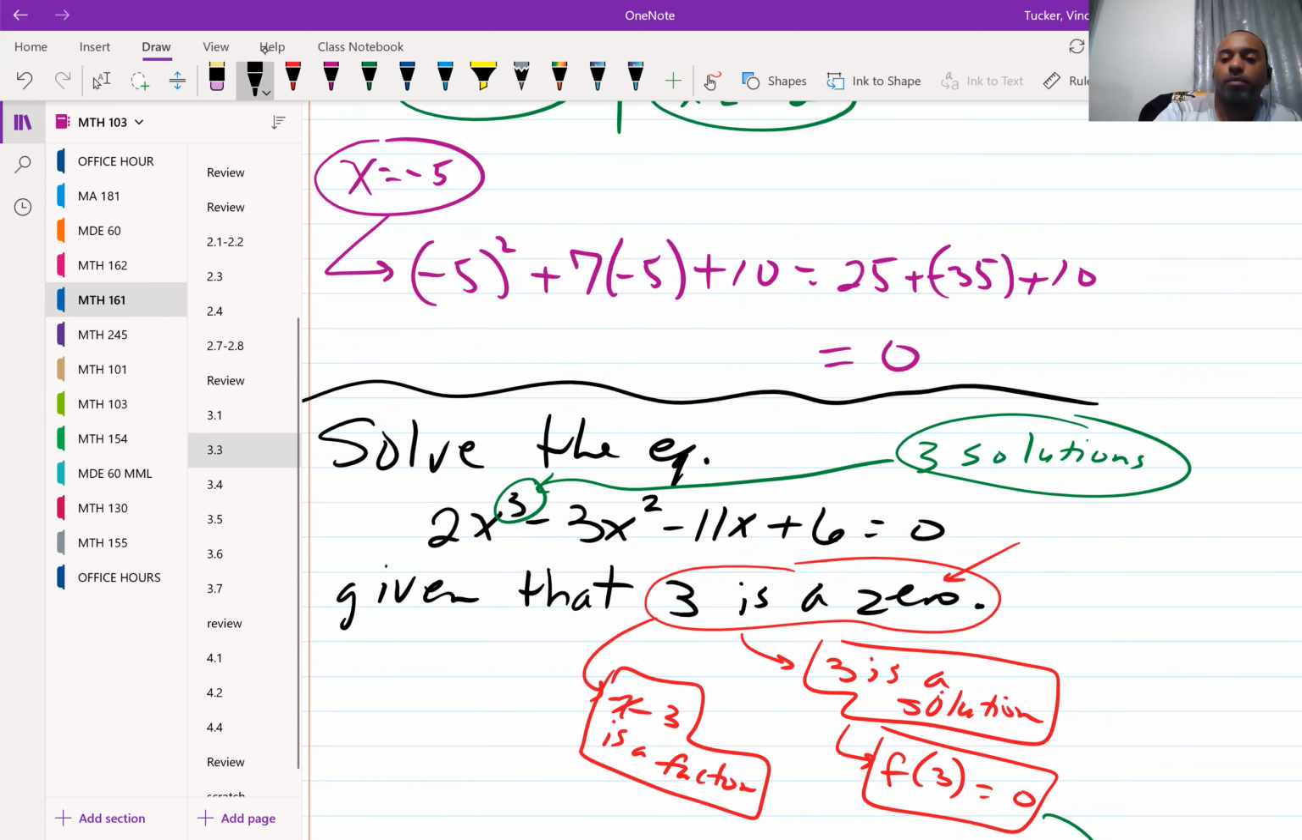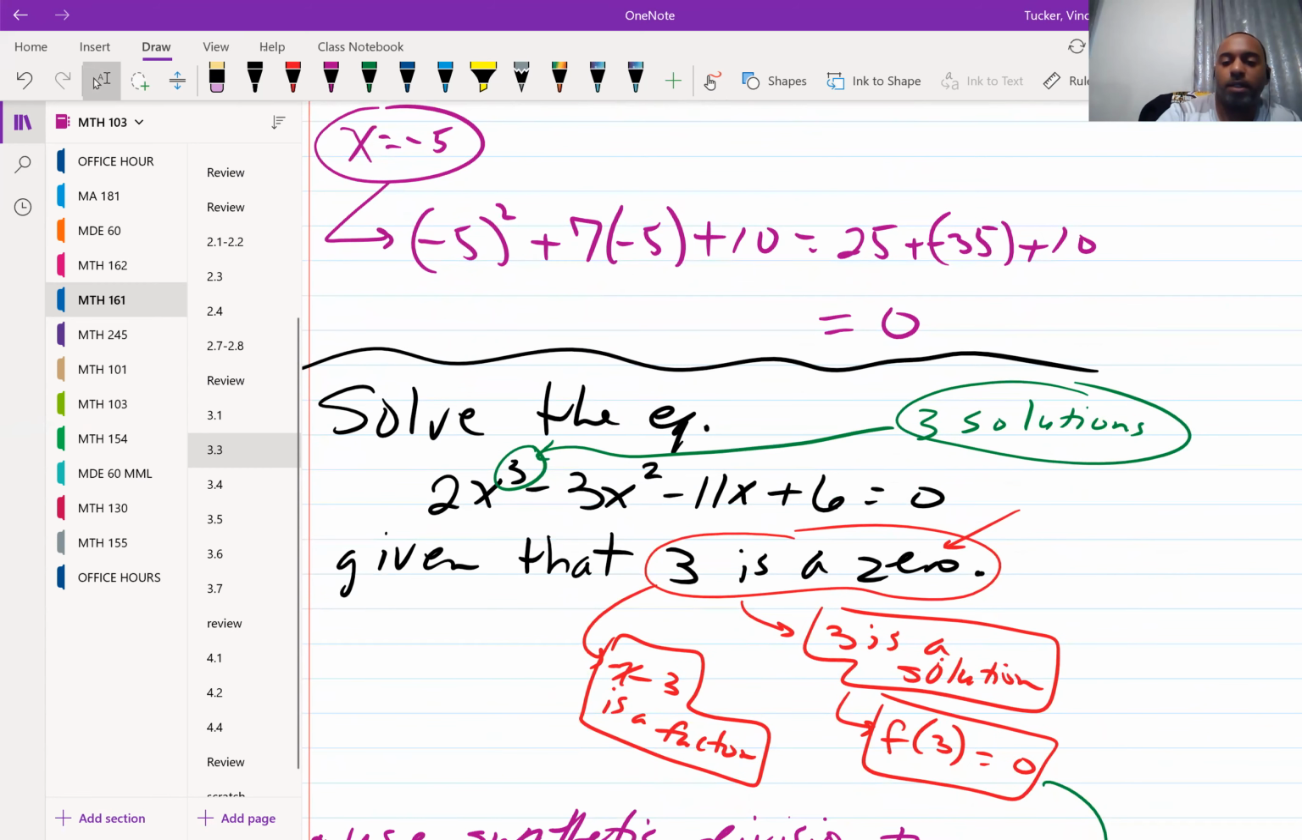So the red box is letting you know the 3 things or different things that come along with that statement. 3 is a 0. If 3 is a 0, that means x minus 3 is a factor. That means 3 is a solution if 3 is a 0. And that means also when I plug 3 into my function, I get out 0. So those are the 3 things that you would get from that statement.